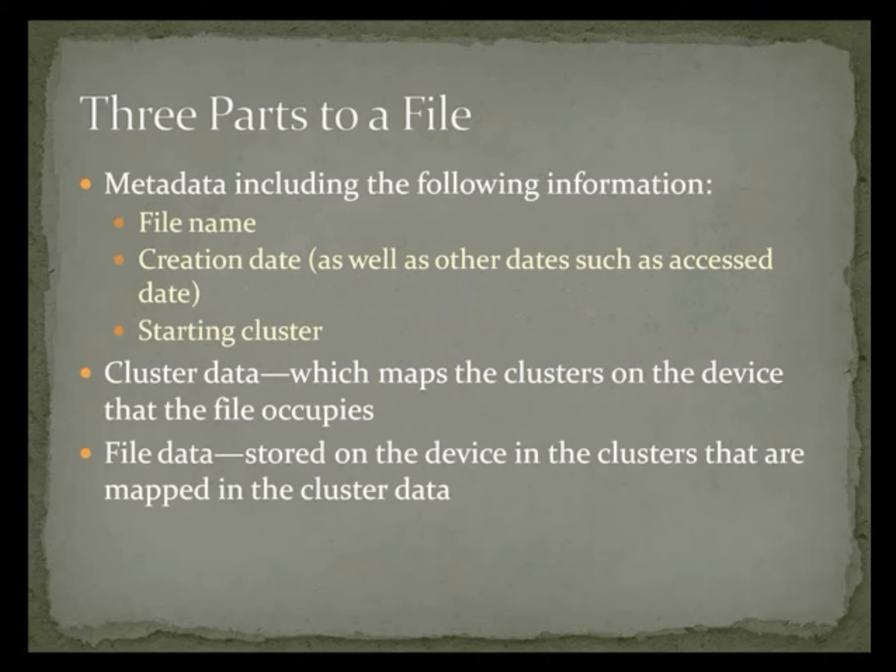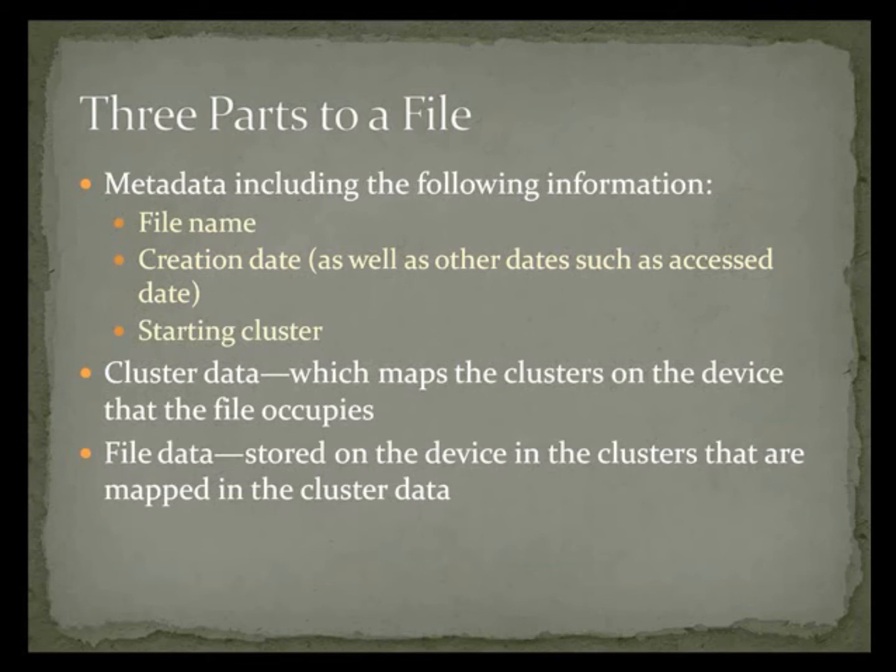The first part is metadata, which includes quite a bit of information about the file, including the file name, the creation date, and there can be a lot of other dates too in this metadata, such as the date it was last accessed, and so forth. And the third really important piece of metadata for what we're going to be talking about right now is the starting cluster. Clusters are the way that hard drives are separated into small 8K chunks, and each file has a starting cluster so that the operating system knows where the file starts. So the metadata is the first part.